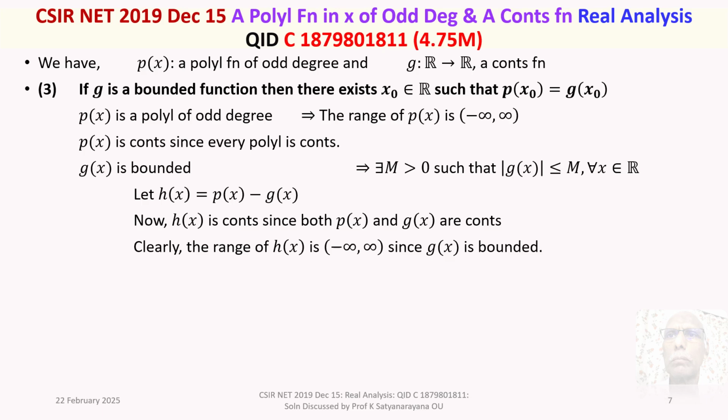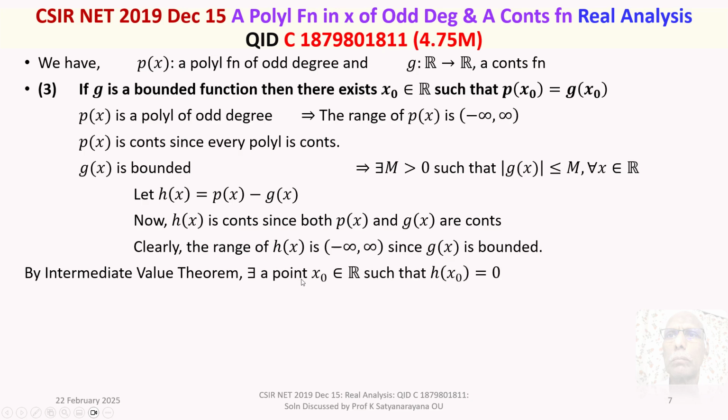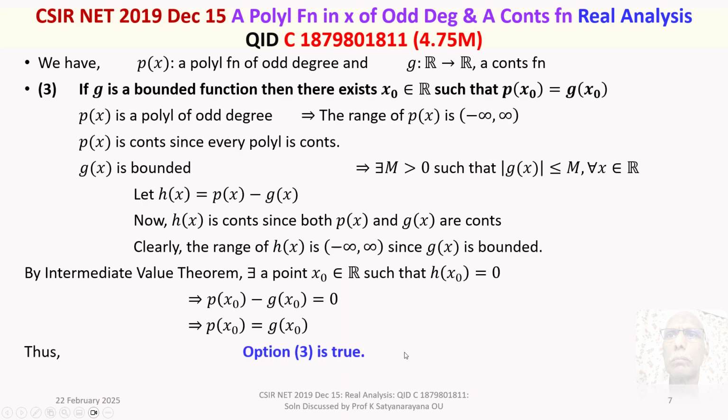We apply the intermediate value theorem. By the intermediate value theorem, there exists a point x0 belongs to R such that h of x0 is equal to 0. That is, p of x0 minus g of x0 is equal to 0. That implies p of x0 is equal to g of x0. Thus we have proved statement 3. Thus option 3 is true. We are left with one more option that we will see in the next slide.